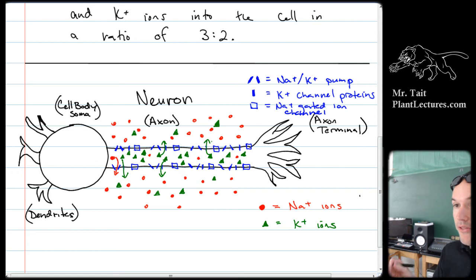Not only are we pumping more positive ions out than in, because we're doing 3 sodiums out and only 2 potassiums in, but then the potassiums can also escape back to the outside. So which side is more positive, the outside or the inside? The outside is a lot more positive. In fact, we say that the resting potential of a neuron is approximately negative 70 millivolts on the inside. That means the difference in electrical potential between the inside and the outside is around negative 70 millivolts.